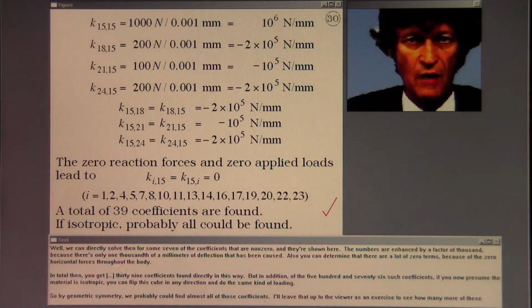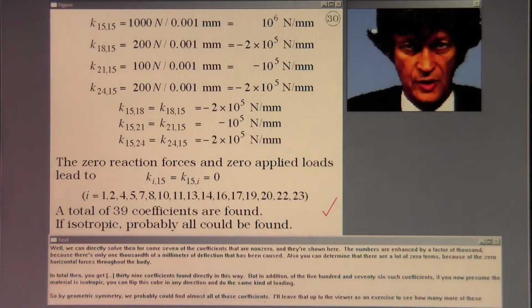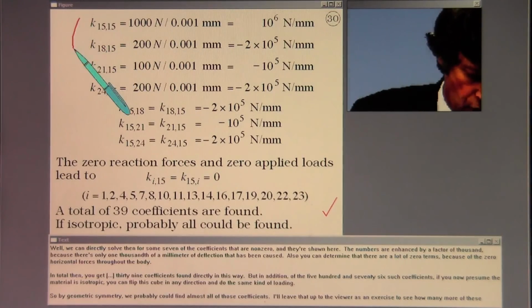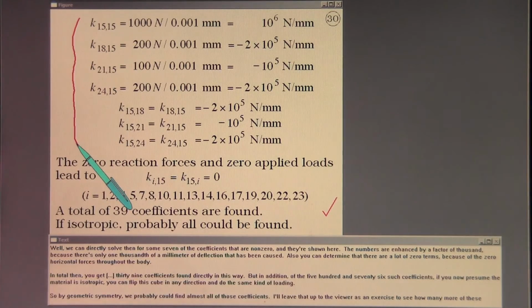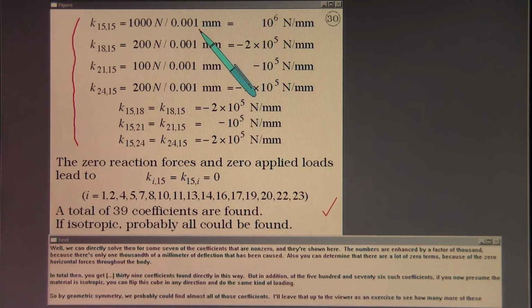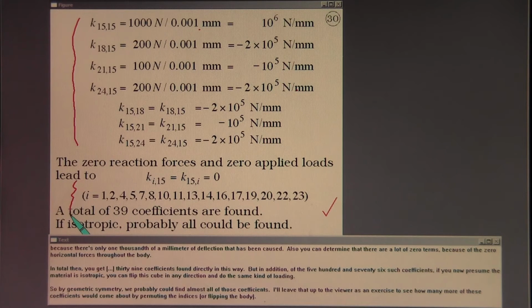Well, we can directly solve then for some 7 of the coefficients that are non-zero, and they're shown here. The numbers are enhanced by a factor of 1,000 because there's only 1/1000th of a millimeter of deflection that has been caused. Also, you can determine that there are a lot of zero terms because of the zero horizontal forces throughout the body. In total, then, you get 39 coefficients found directly in this way.